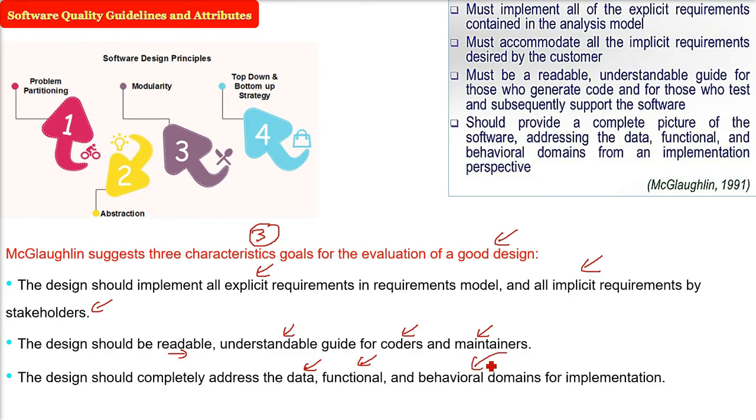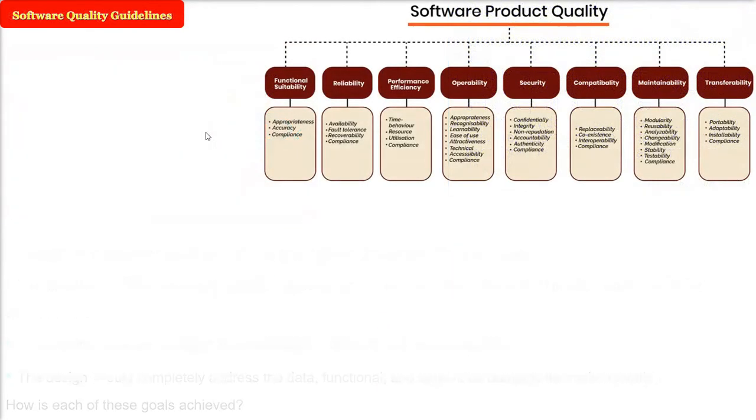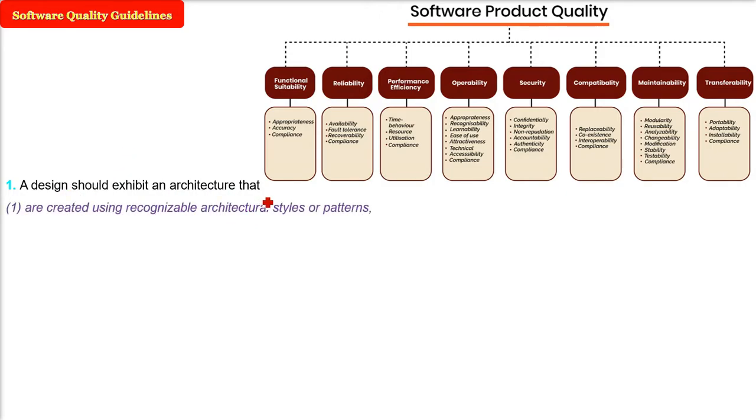As I said, design is the precursor for actual implementation. How to achieve these goals, the McGraw-Hill goals? For that, there are software quality guidelines. Here, see certain points I have already given. A design should exhibit an architecture. What should that architecture contain? All architectural styles and patterns. That is what already is being done, you can use it, and a different architecture style that suits that software.